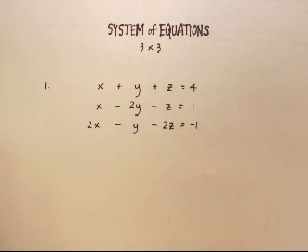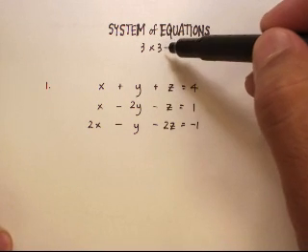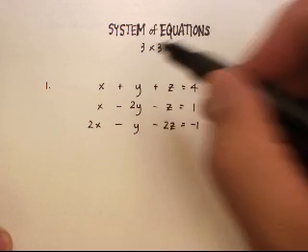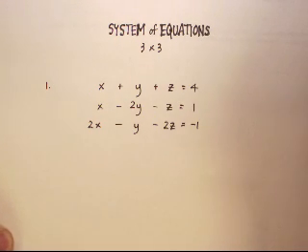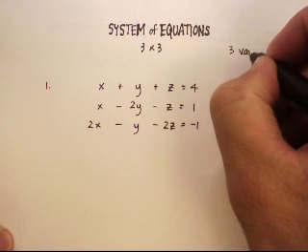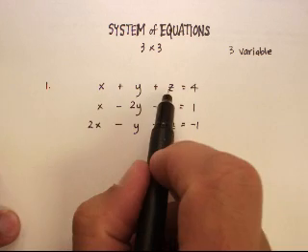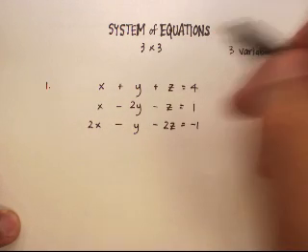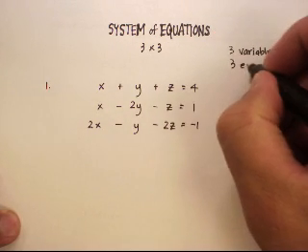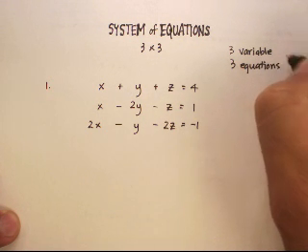Okay, in this video I'm going to show you how to solve what's called a 3x3 system of equations. And what do these numbers stand for? Well, the first three stands for three variables. Whenever you have an equation that has three variables like x, y, and z, and you have three equations, you have what's called a 3x3 system of equations.